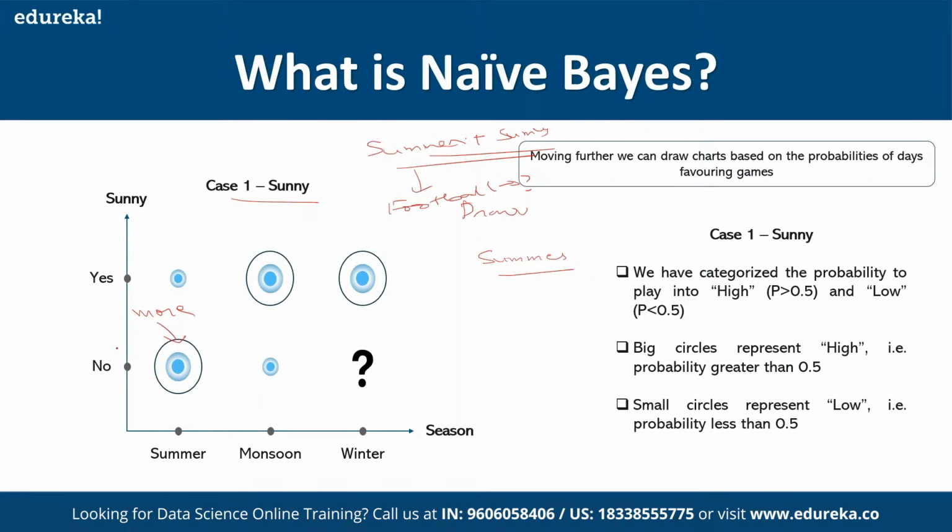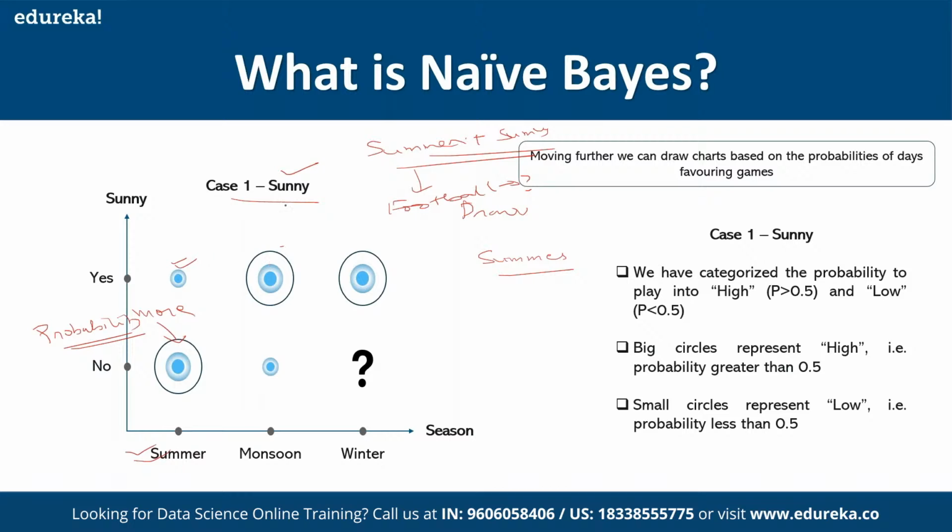So what is this dot showing? It is showing probability. I will explain how we calculate probability, but on a given day when it is sunny and it is summertime, the chances of you not playing football are very high, and the chances of you playing football are very low. There are some chances, but they will be very low.